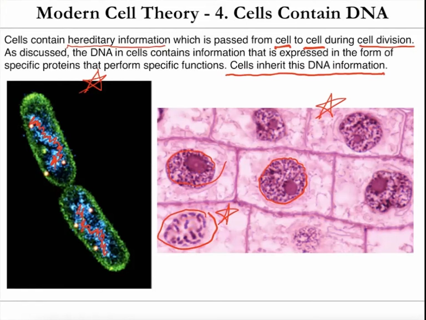If there's no genetic information in a cell when it replicates, that cell is just going to die. It's not going to have the instructions to produce the proteins to do all of the processes that the cell needs to do in order to survive and for itself to reproduce.